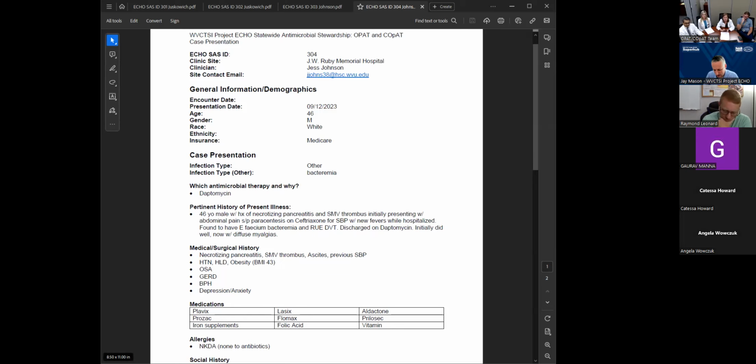diagnosed with SBP, started on ceftriaxone, was doing well, but then had new fevers while in the hospital. At that point, blood cultures were repeated. He was found to have Enterococcus in his blood, and also identified to have a right upper extremity DVT. Given that, the consulting ID doc said, I'd like to go a little bit longer than a typical 2-week bacteremic course. Let's plan for 4 to 6 weeks and we'll start daptomycin.